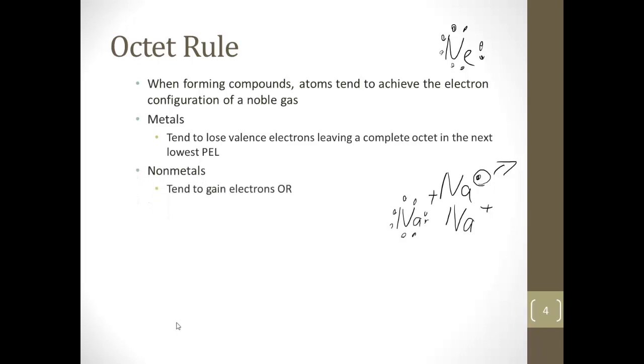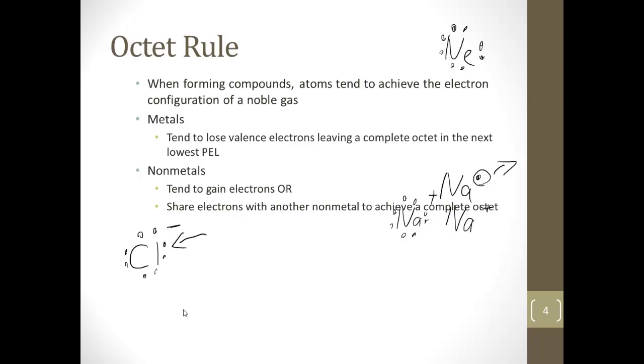Nonmetals tend to gain electrons or share electrons with another nonmetal to achieve a complete octet. For example, chlorine by itself looks like 1, 2, 3, 4, 5, 6, 7. It's one short. So chlorine wants to gain an electron and become chloride. It's Cl minus, so it's a chloride ion. Now, by gaining it, it has 8 in the outer shell. The chlorine's happy, and so is the sodium, which probably gave it the electron.